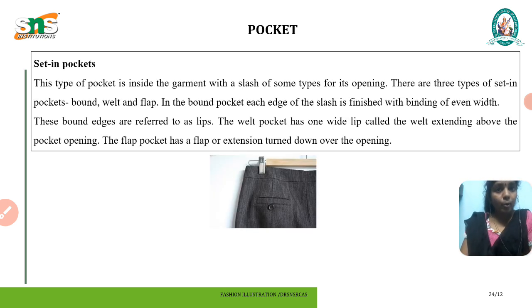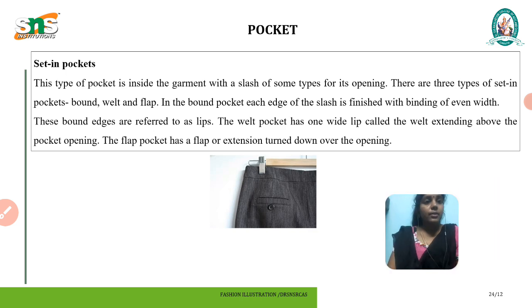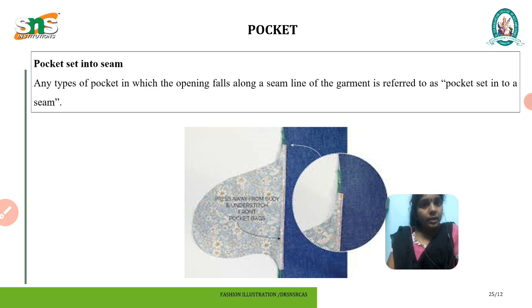So a set-in pocket is a type of pocket inside the garment with a slash of some type of opening. There are three types of set-in pockets: bound, welt and flap. Bound pockets are mainly seen in men's garments. In men's pleated trousers we can see it in the back portion, or if you are using a purse or a bag we can see different pockets.